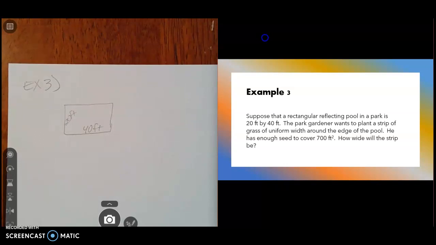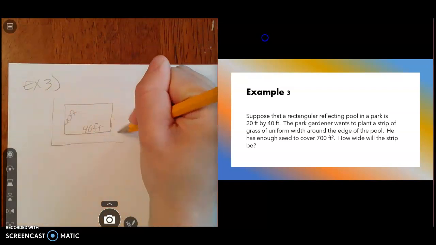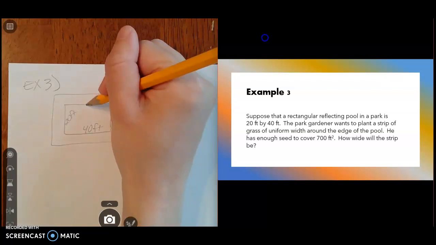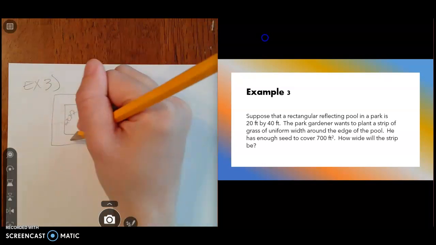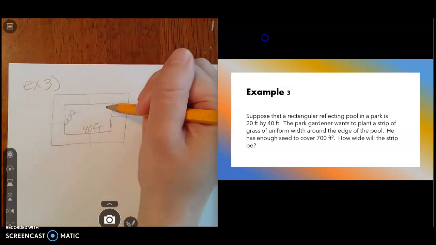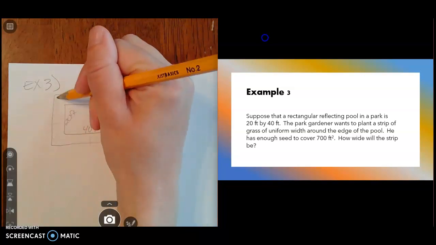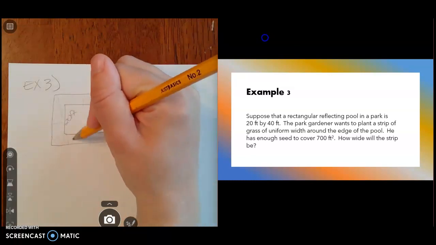The park gardener wants to plant a strip of grass of uniform width around the edge of the pool. Alrighty, so he's basically going to make a little rectangle around the pool like this. And it's a uniform width. So every single width, however you want to measure it, they're the same. Okay? And this whole area is going to have grass. Just going to shade in some grass here.